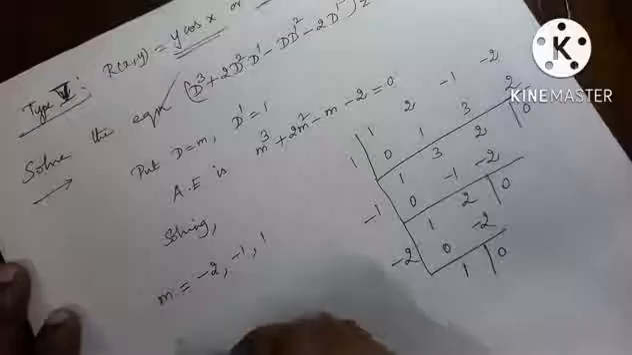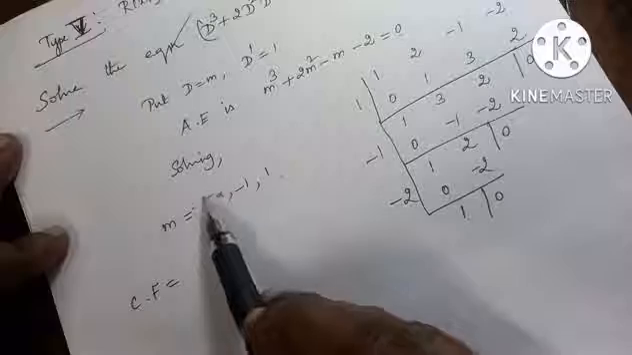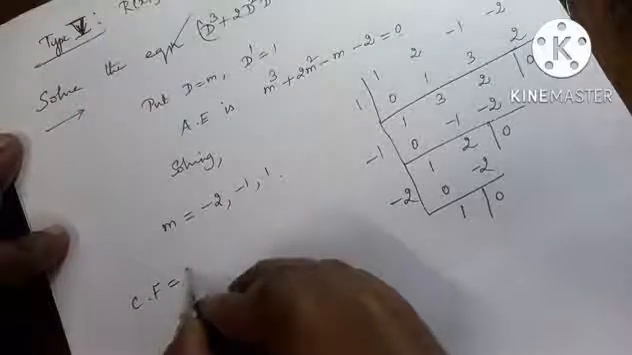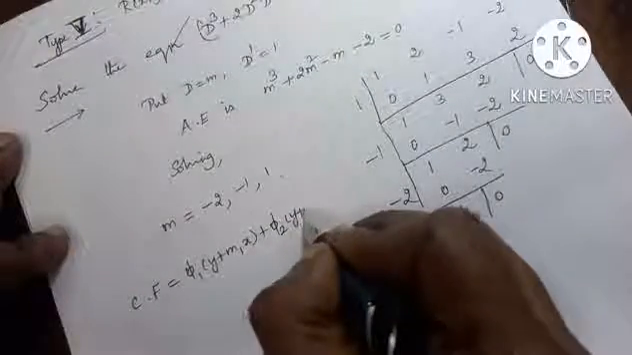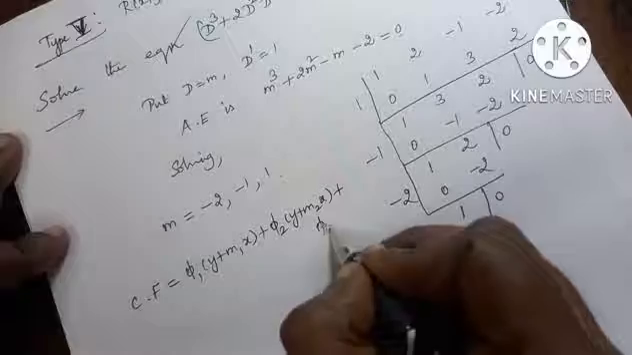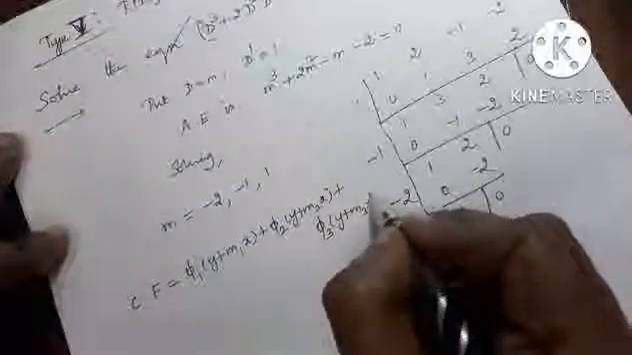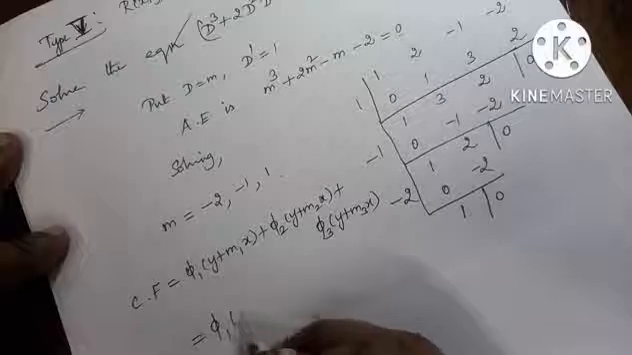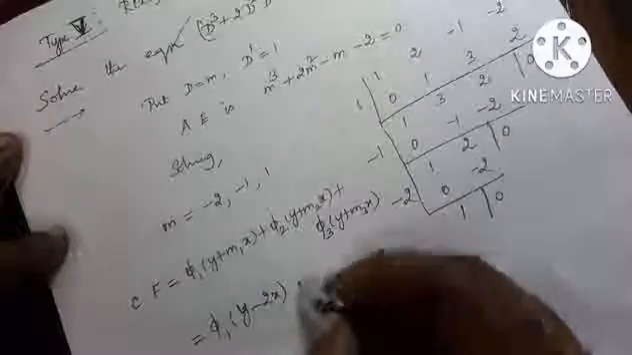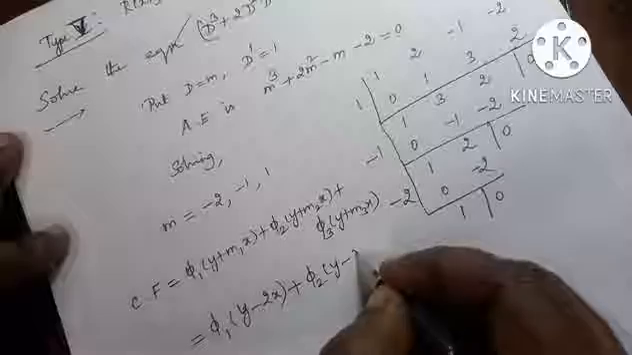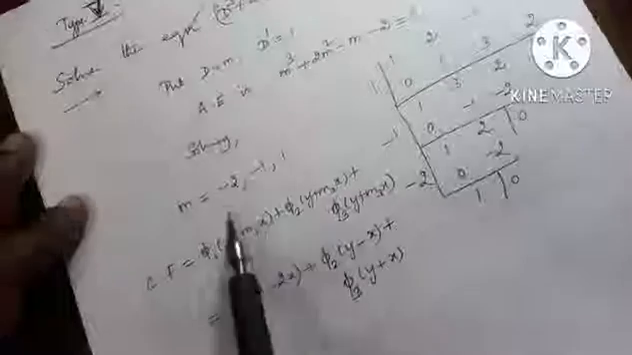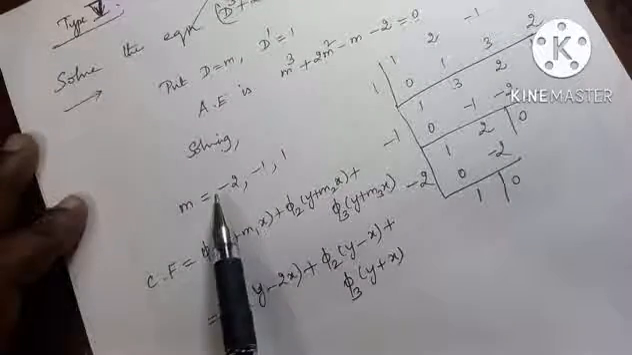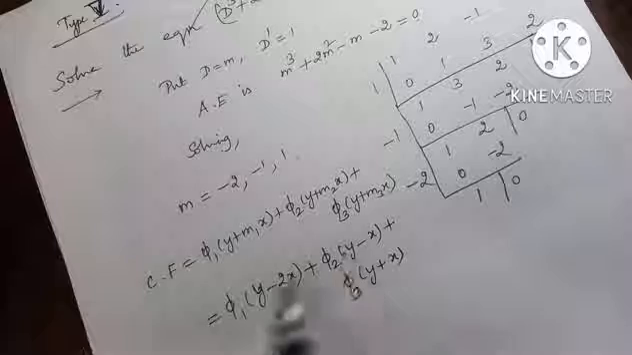Let us now write CF. What is the rule for CF? We look at the roots. If all the three roots are distinct, the rule is phi 1 of y plus m1 x plus phi 2 of y plus m2 x plus phi 3 of y plus m3 x. So m1 is minus 2, m2 is minus 1, m3 is 1. If you want, you can change m1 as 1, m2 as minus 1, m3 as minus 2.